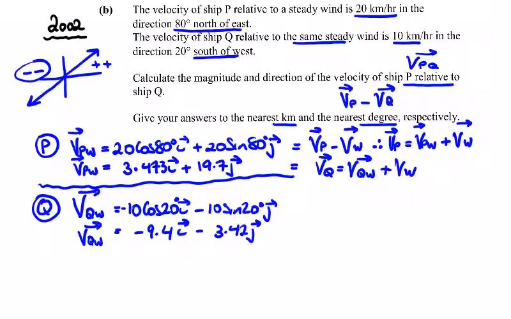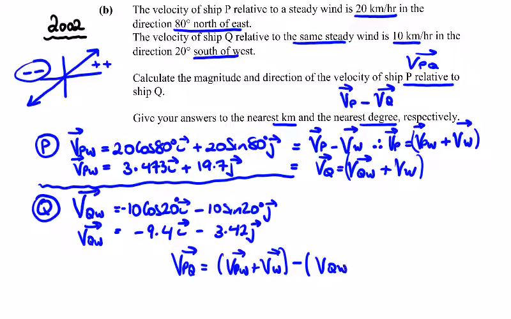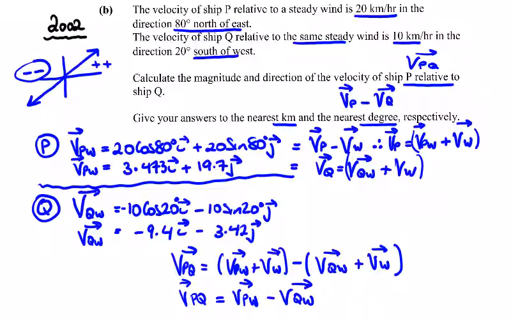So the velocity of P, this one, minus this one, the velocity of the wind will cancel. So the velocity of P relative to Q is equal to the velocity of P relative to the wind plus the velocity of the wind, minus the velocity of Q relative to the wind plus the velocity of the wind. The velocity of the wind will cancel, leaving us the velocity of P relative to Q equal to the velocity of P relative to the wind minus the velocity of Q relative to the wind.